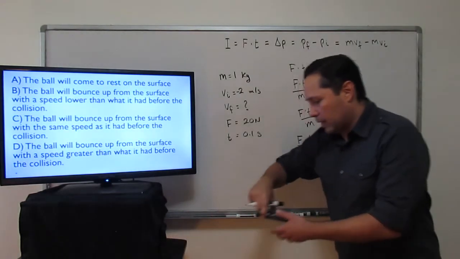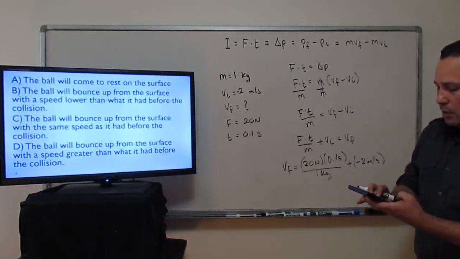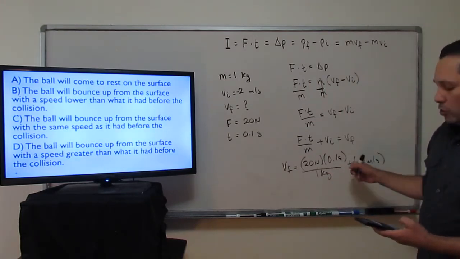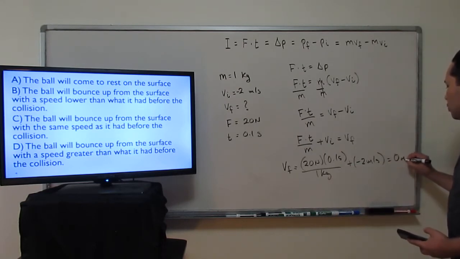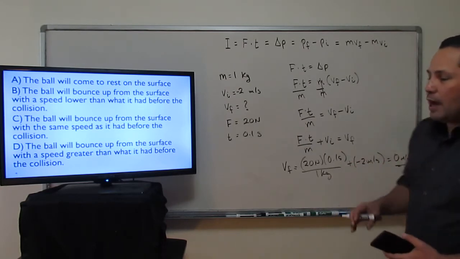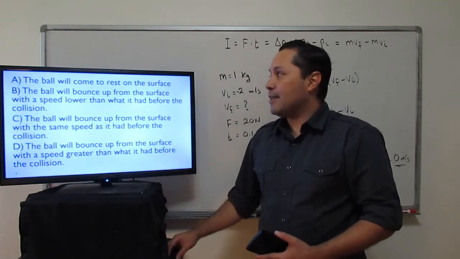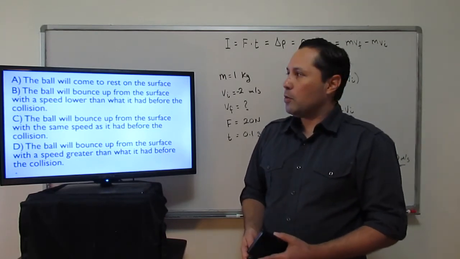Now let's plug it into the formula. So it is 20 times 0.1 divided by 1, minus 2, gives us a final velocity of 0 meters per second, meaning that at the end, this ball has no velocity. So the answer is A, the ball comes to rest on the surface. All right, that takes care of problem number 8.